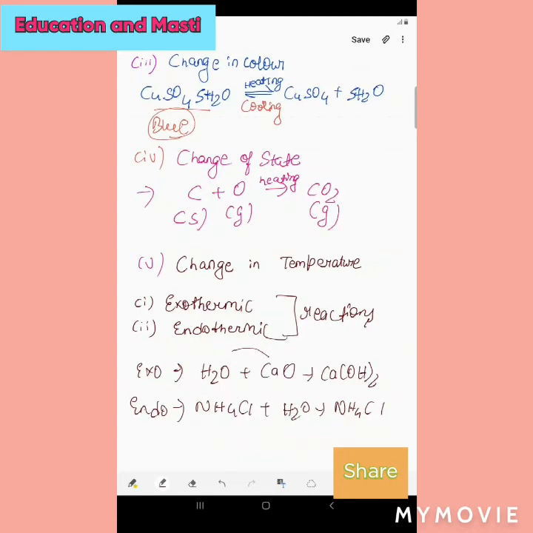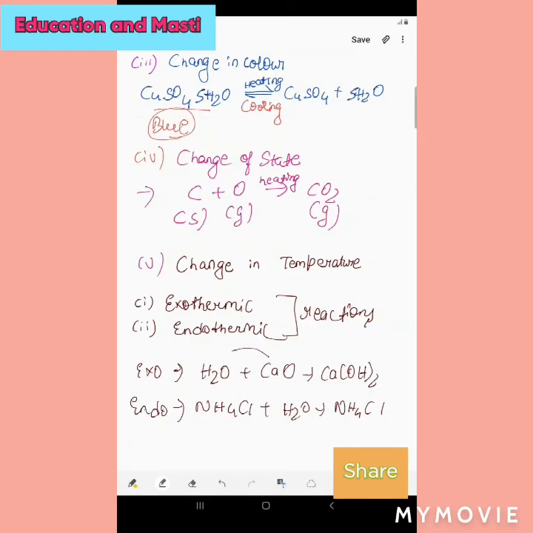So we will fill the test tube at the bottom. It will be cold. When we mix ammonium chloride in water and touch the test tube, it will become cold. So when ammonium chloride is mixed with water, the solution will be cold at the bottom of it. So this reaction is an example of endothermic reaction.